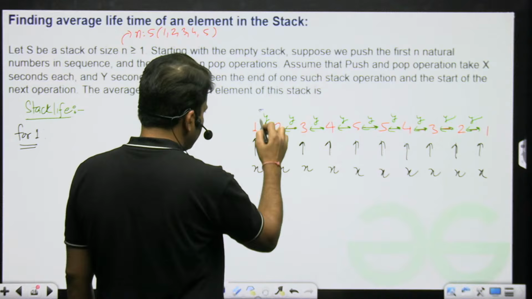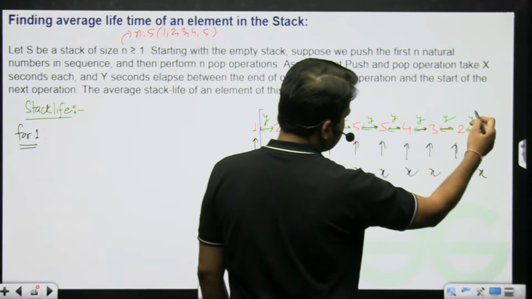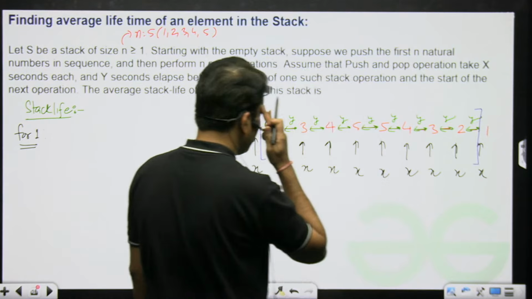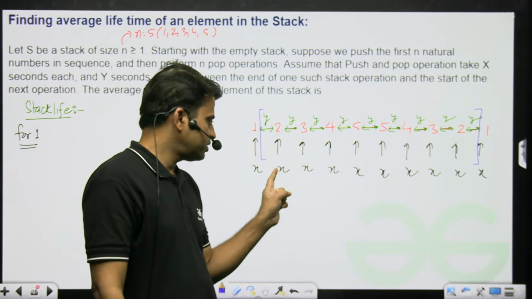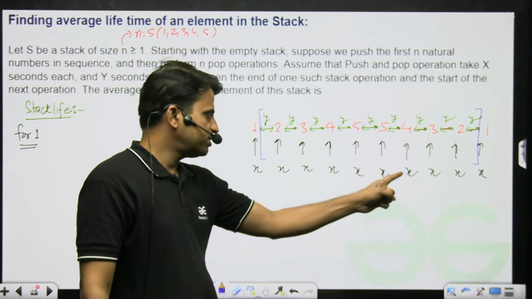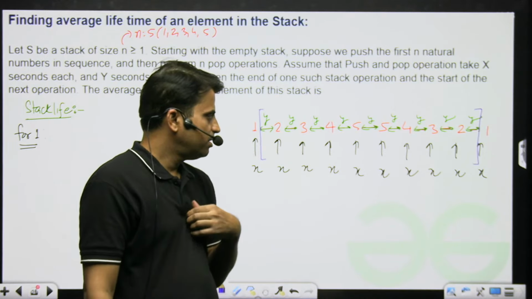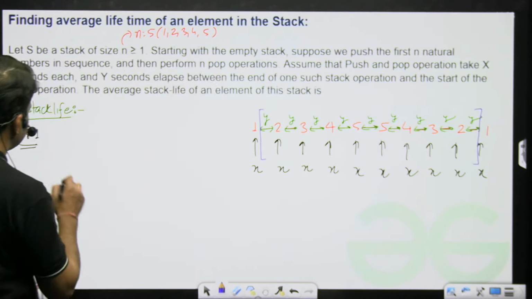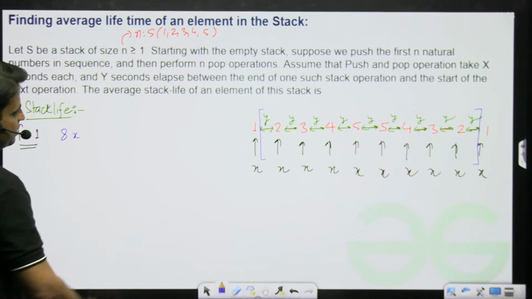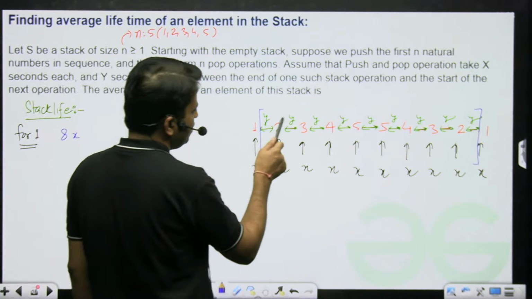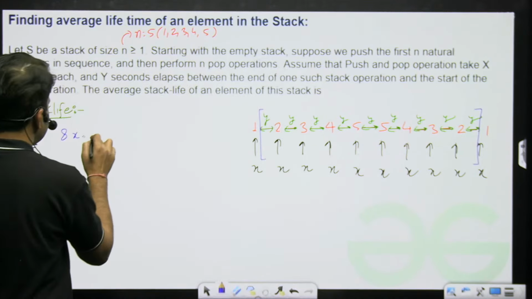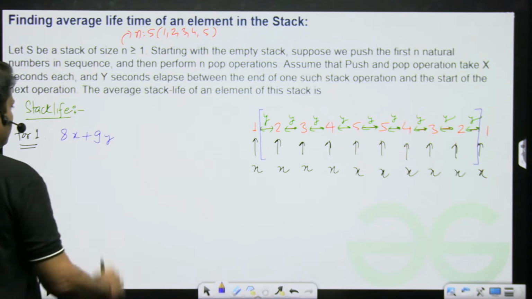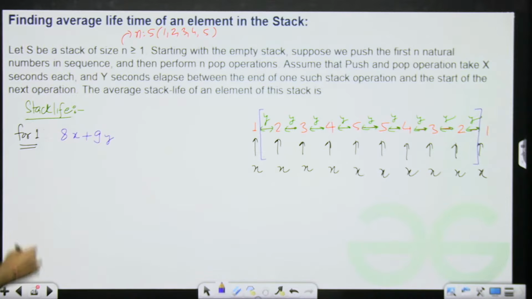This is the stack life for one, from here to here. Understood? Sir, how many x in total time? Total time count x: 1, 2, 3, 4, 5, 6, 7, 8. So 8x, plus how many bytes: 1, 2, 3, 4, 5, 6, 7, 8, 9. So this is the stack life for 1.